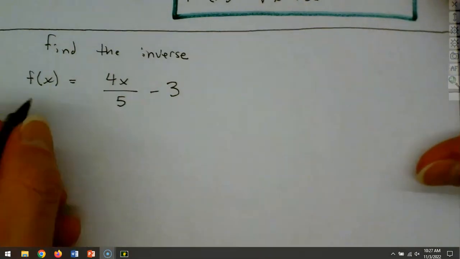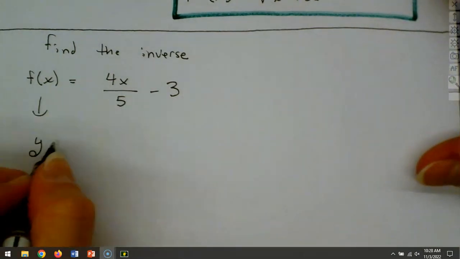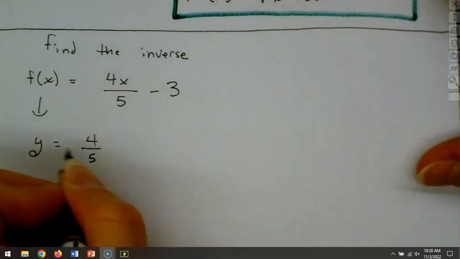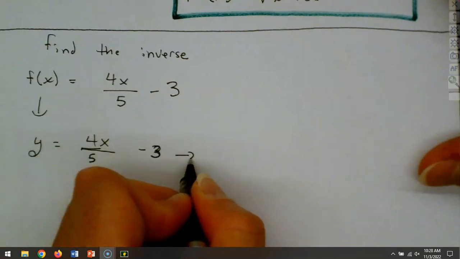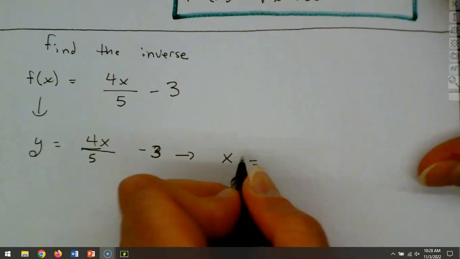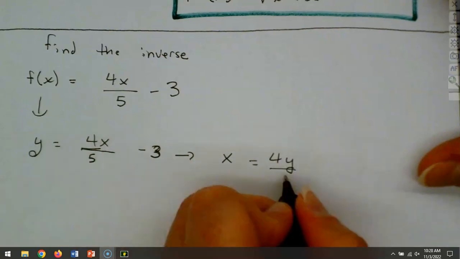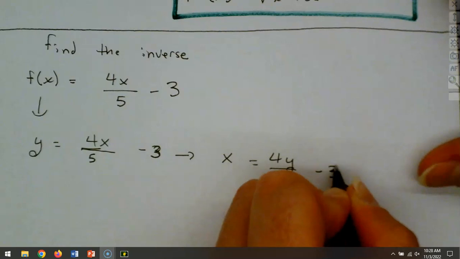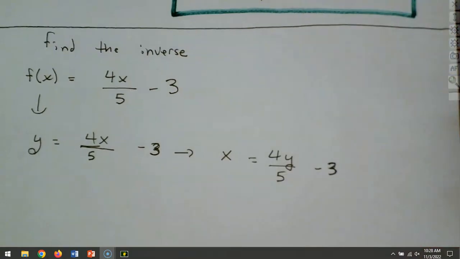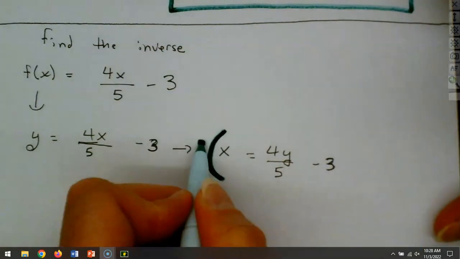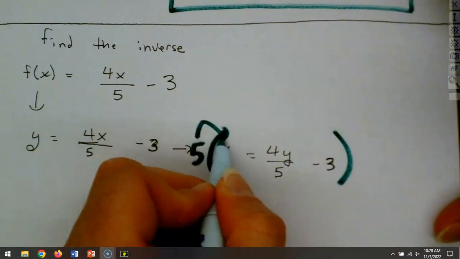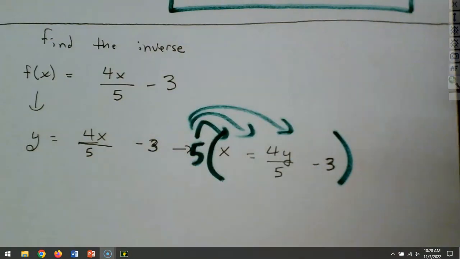So we're going to go ahead and replace f of x with y. And now we swap out x and y. And we want to solve this. So, if I want to solve this, what do I need to do? I want to solve this for y. So I'm going to clear out my fractions. So multiply everything by the 5 here. That's going to clear out my fractions because we're solving it for y.